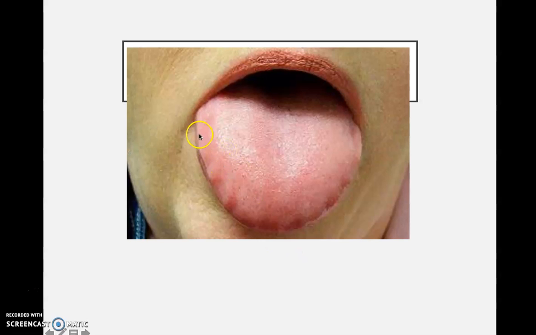Okay, so can you see there's indentation on the lateral border of the tongue? So this is maybe one of the signs of macroglossia. But you have to remember, it's actually a ratio. Sometimes maybe because the mandible is very small, but the tongue is normal. So you may get the indentation too.